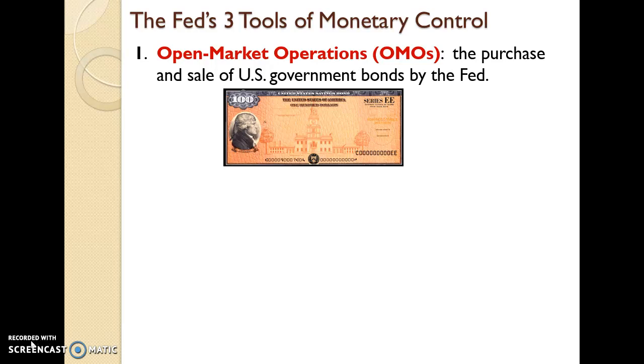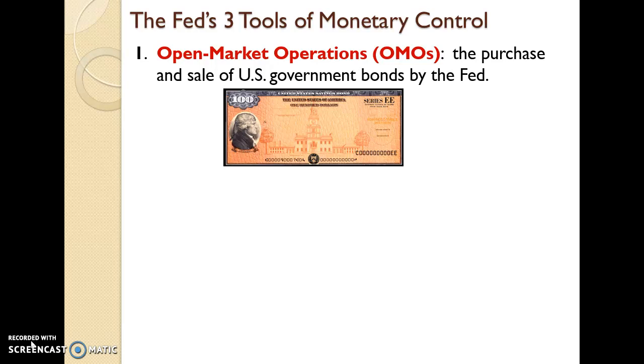If the government decides to sell bonds, that means they give bonds, or pieces of paper, to the people, and in return, the people give their money to the federal government. So if the Federal Reserve decides that we need to restrict the money supply, then we can sell government bonds, because the people get the bond and the government gets the money.